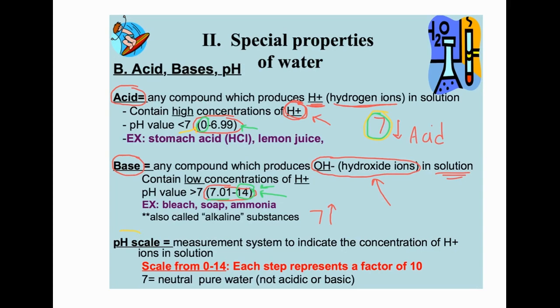All right, so pH scale, that's just a scale that measures the concentration of H plus ions, and it tells you how basic a substance is or how acidic a substance is. And remember, it goes from 0 to 14, with 7 being neutral, pure water.